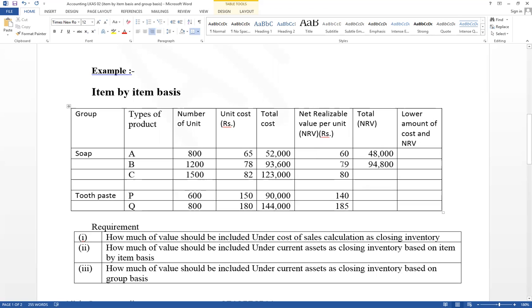94,800. Think about NRV per unit into quantity. Then 1,500 into 80, 120,000. Then 140 into 600, 84,000. And 800 into 185, therefore 148,000.